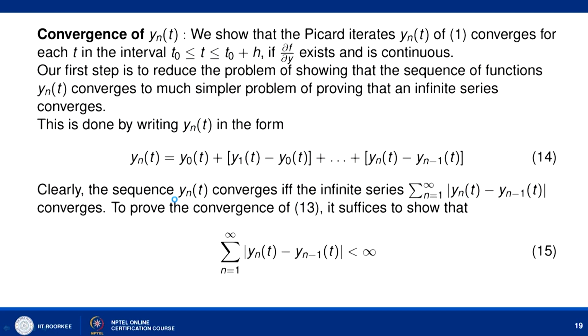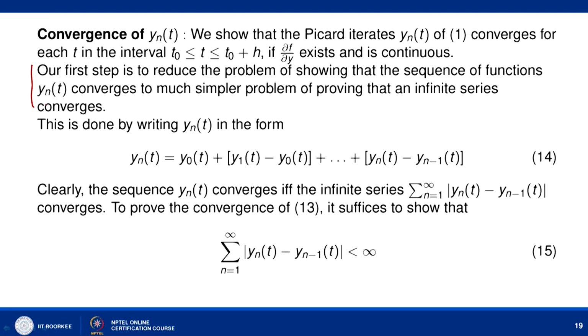Now, we consider a very important question, the convergence of y n t. So, we show that the Picard iteration y n t converges for each time t in the interval t naught to t naught plus h if del f by del y exists and is continuous. We may replace this condition, del f by del y exists and is continuous, by the Lipschitz condition also. So, our first step is to reduce the problem of showing that the sequence of functions y n t converges to a much simpler problem of proving that an infinite series converges. This we can do by showing the equivalence between y n t and an infinite series.